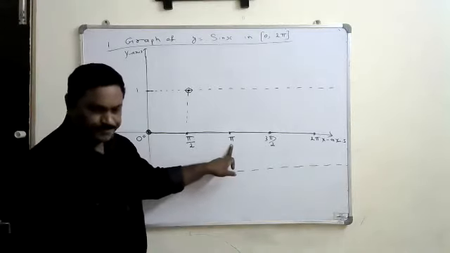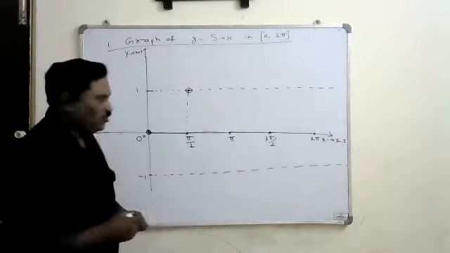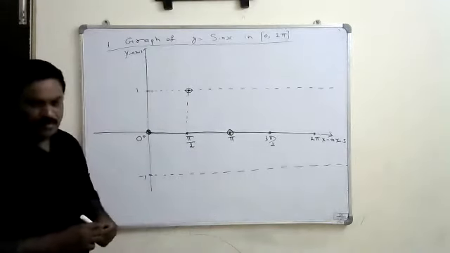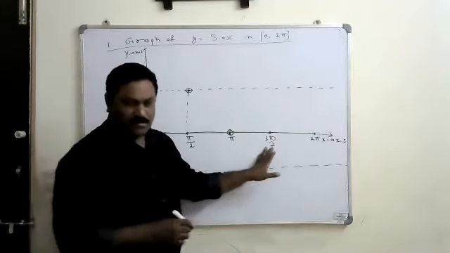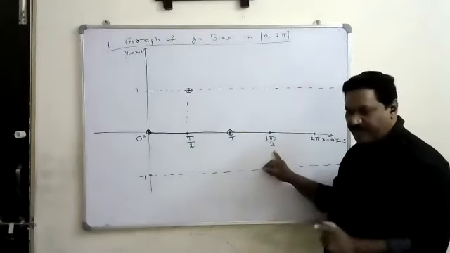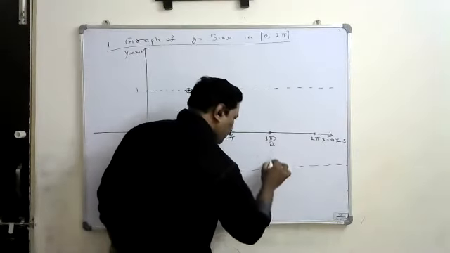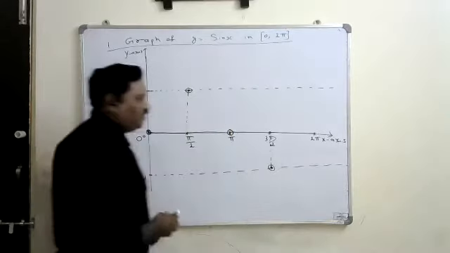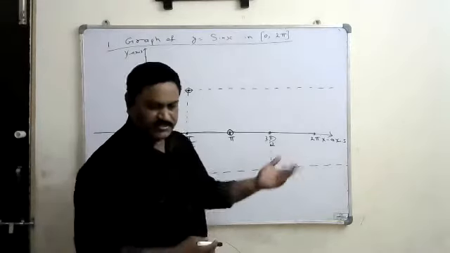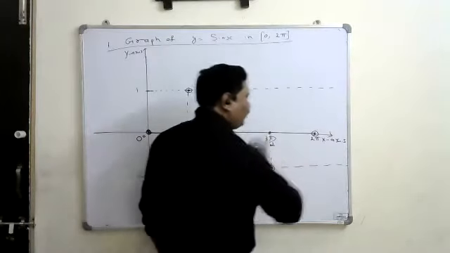And x is equal to pi, that is 180. What is sin pi? 0. Again y is equal to 0, meaning the point lies on the x-axis. The next is 3 pi by 2, that is 270. Sin is -1. Y is equal to -1. Here the dotted line is going to be the -1 line at this point. The next is 2 pi, that is 360. What is sin 360? Again 0.